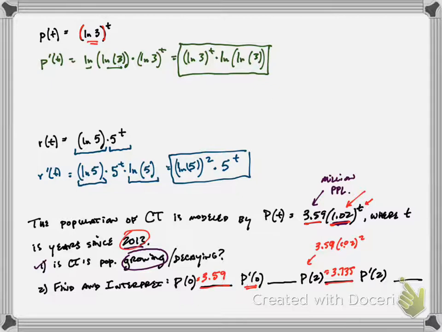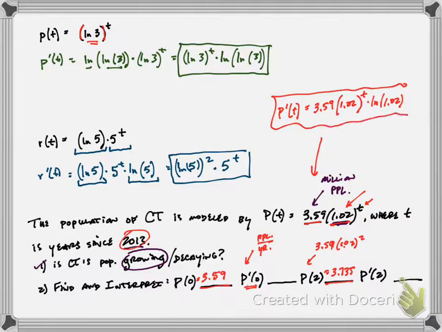Now, for the derivative, remember a derivative is a rate of change. It's change in dependent divided by change in independent. So this is going to be people per year. Okay? So P prime of 0. Well, in order to get P prime of 0, I need to find P prime. So P prime of t is 3.59 times 1.02 to the t times the natural log, ln, of 1.02. There's my derivative model. That's the function that we'll use to model the derivative.